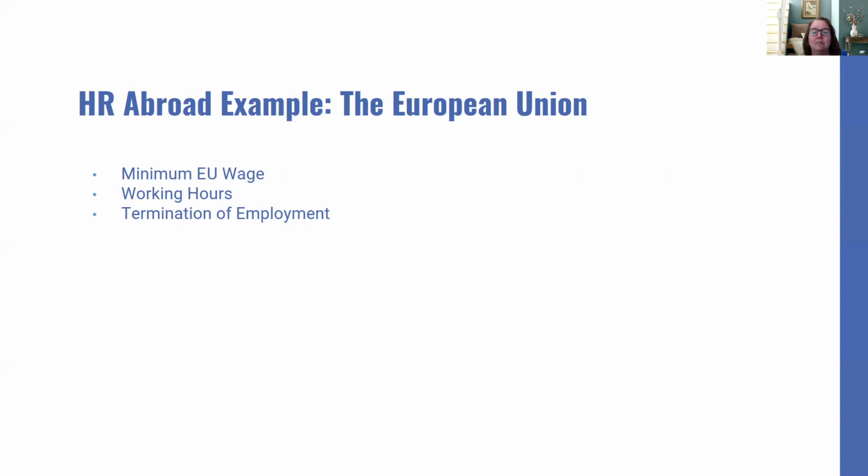So to appreciate the employment effect on culture, economy, and legal differences, you really need to look at the practices in a particular region. So for example, in the European Union, there is a minimum European wage, there are working hours, there are termination of employment policies, and by coming together as the European Union, they were able to gain much bigger economies of scale.